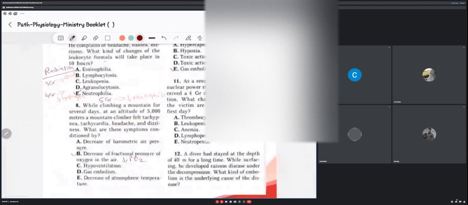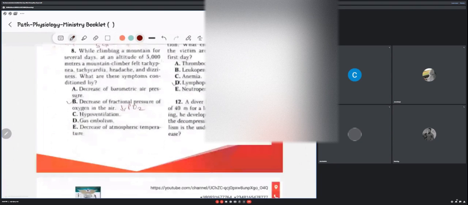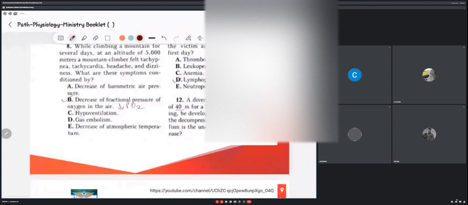Okay, here we have 4 grams. What will be the answer? I think lymphocyte it was for 4 grams, or no? Yes, lymphocyte. A diver had stayed at a depth of 40 meters, actually greater than 30, for a long time. While surfacing, he developed Caisson disease.